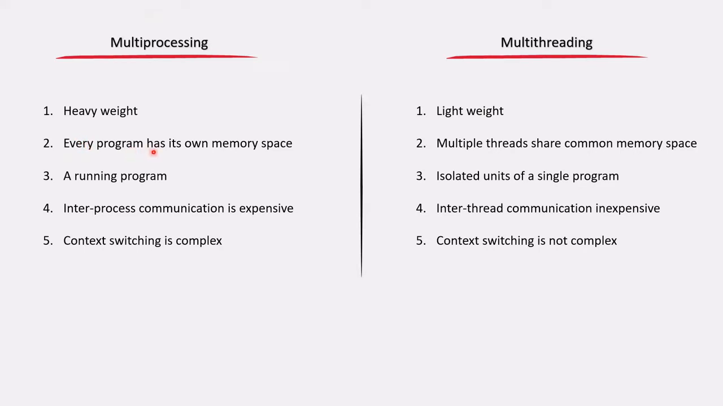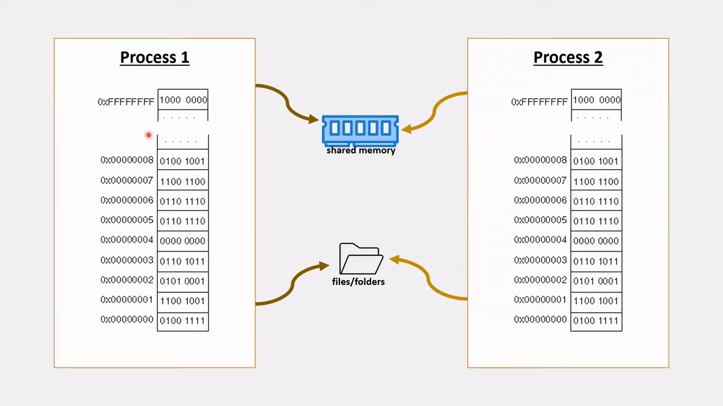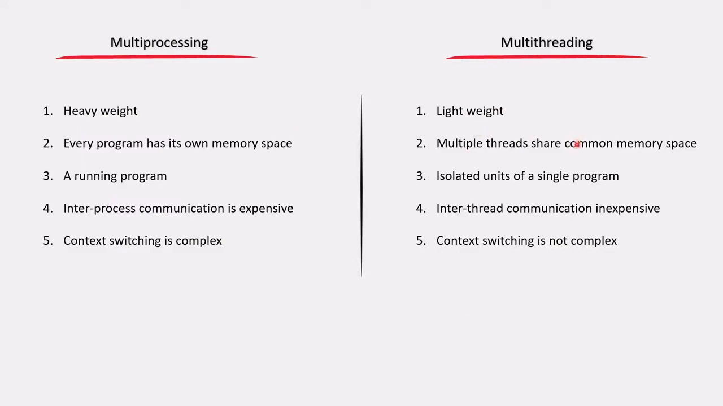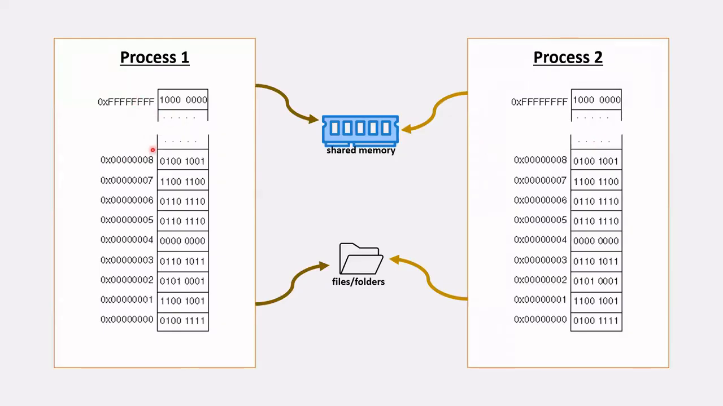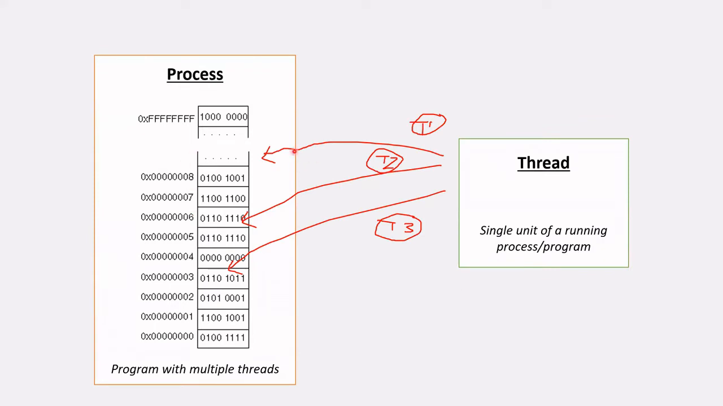In multiprocessing, every program has its own memory space, as I showed before. So each process will have its own memory space, and they won't collide with each other. But threads share the memory space of the process to do multiple operations. One thread might be doing certain operations on this memory space, thread 2 might be doing a different operation, and thread 3 might be doing some other operations. Likewise, under the same program, these threads might be performing different tasks.